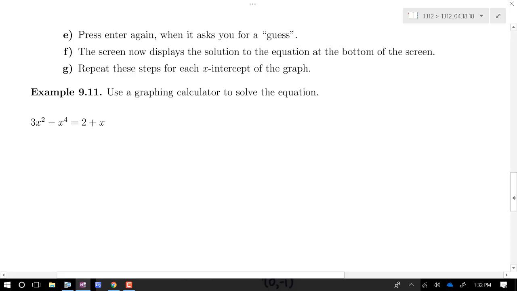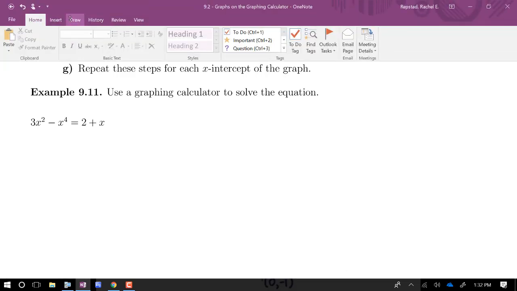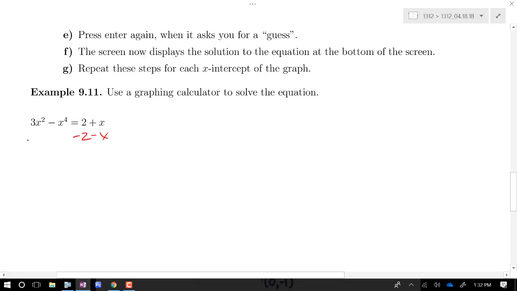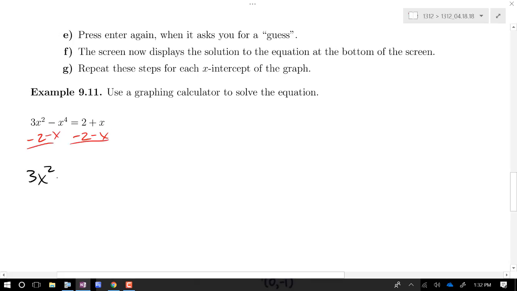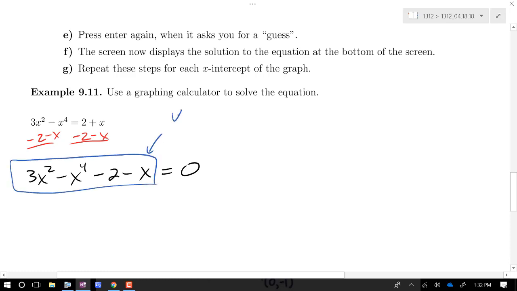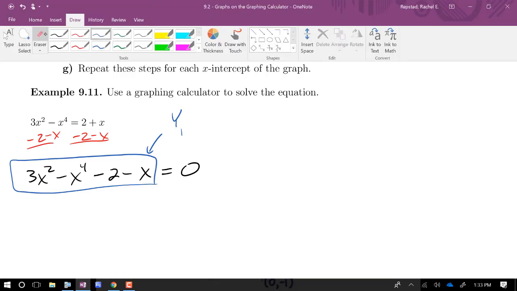So let's say we want to solve the equation 3x squared minus x to the fourth equals 2 plus x. I think the simplest way to do this is to first collect all your terms on one side. Doesn't really matter which side, but you want to make sure you have an expression that's set equal to 0. So if I subtract 2 and subtract x, then we get 3x squared minus x to the fourth minus 2 minus x equals 0. Then this expression on the left, I'm going to put that into my y1 editor. That's going to be my function.